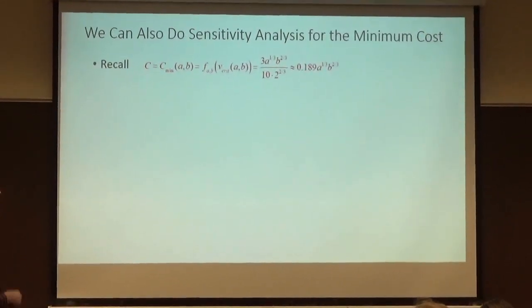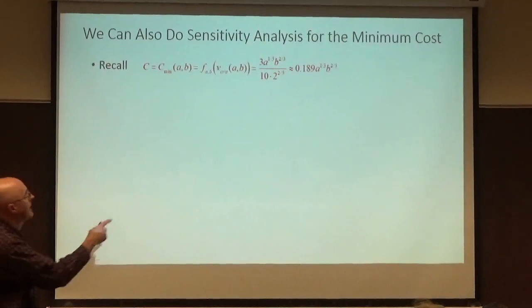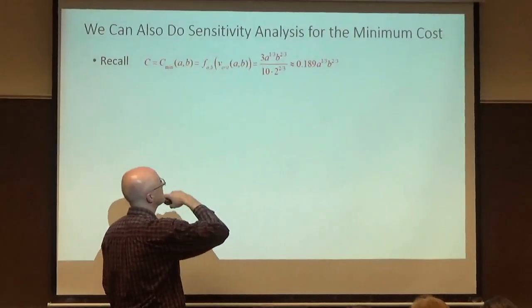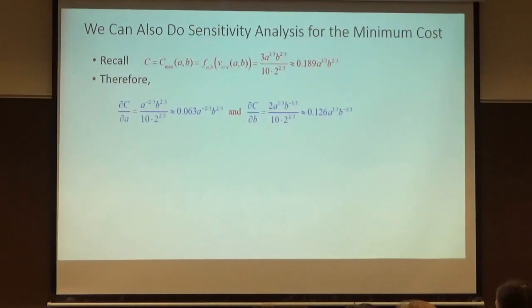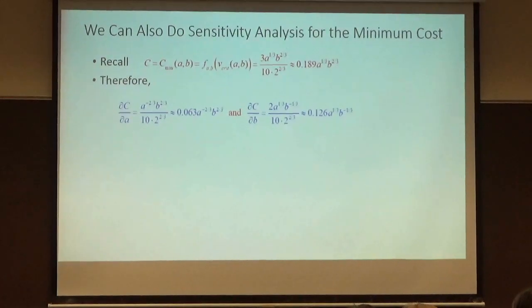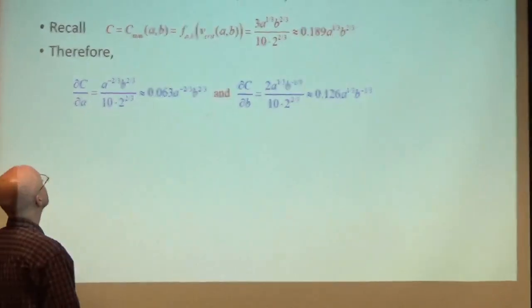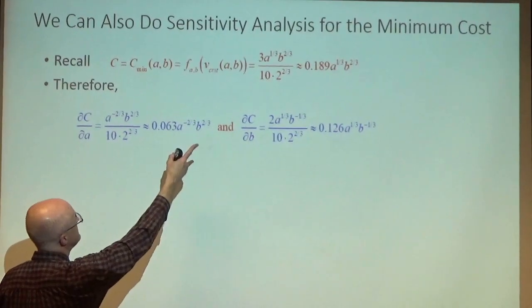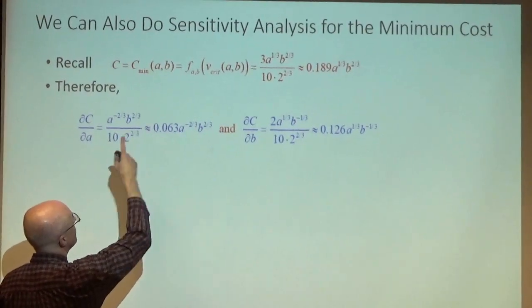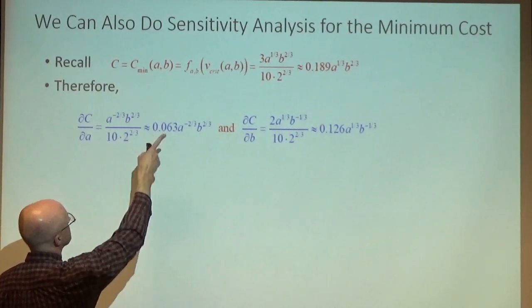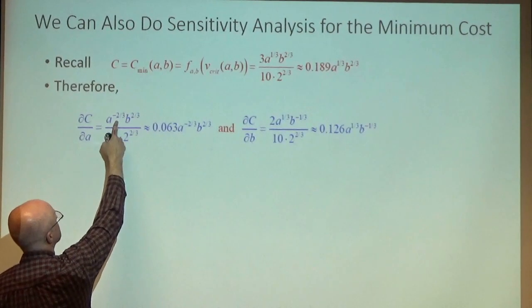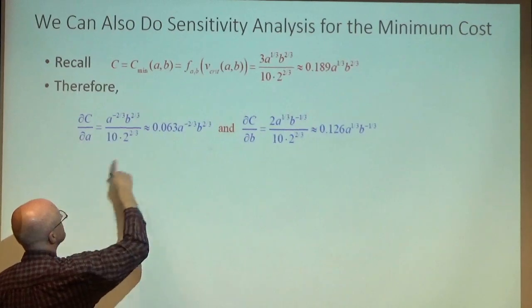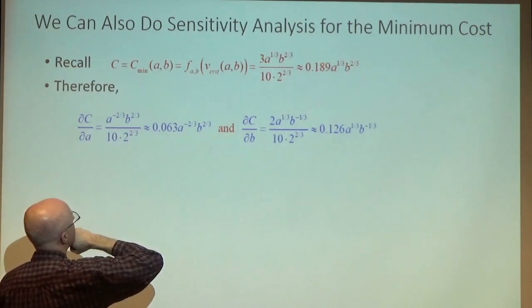There's the minimum cost formula again. Turns out to be approximately 0.189, a to the 1/3, b to the 2/3. I can once again take partial derivatives with respect to a and b. There they are. Just mentally check it again. The partial with respect to a, I treat the b as constant. I need to bring the 1/3 out in front. The 1/3 and the 3 cancel, so you don't see a 3 there anymore. 1/3 minus 1 is negative 2/3. Turns out to be approximately that.